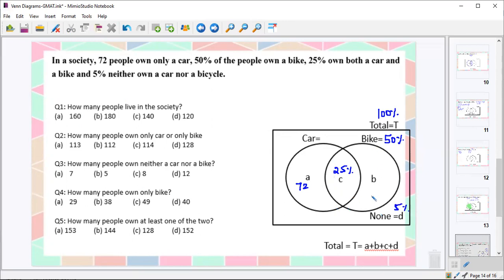Now since this entire value is 50, this is going to be 25. Also, since this entire value is 50, this value is 5. So that means small a is equal to 45%. So we can say that 45% of total is equal to 72.